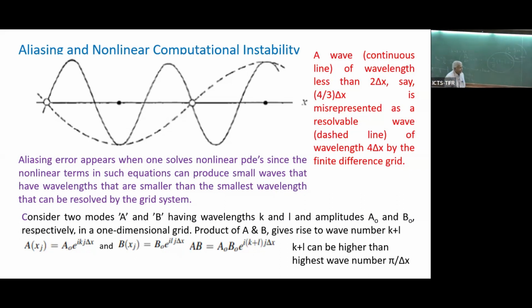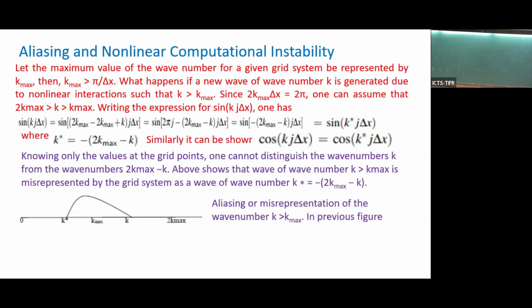Okay, so that's not acceptable. So let's look at this to understand what really is happening in this nonlinear computation instability. So we will consider, now this is K, this is K max, pi by delta x. So let's take a K which is larger than K max.